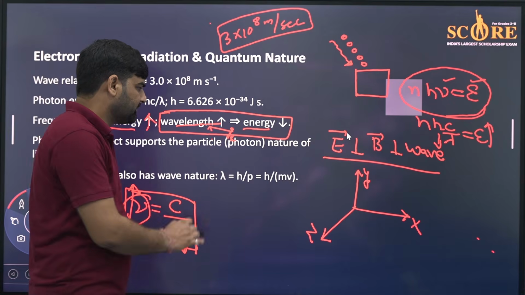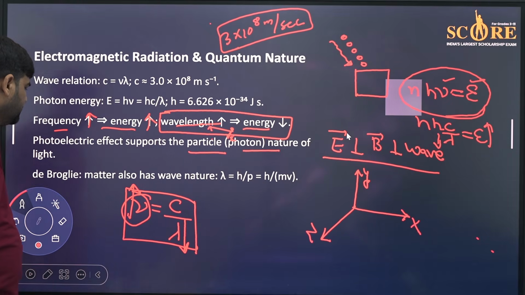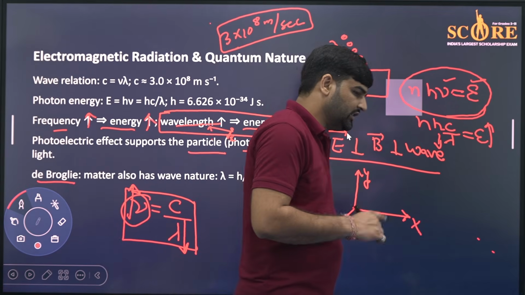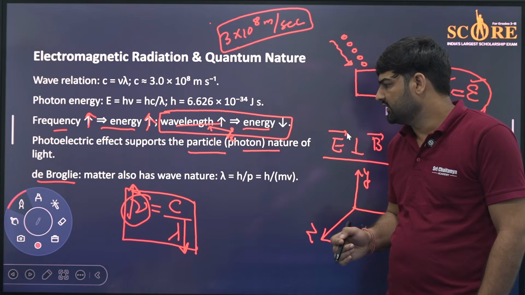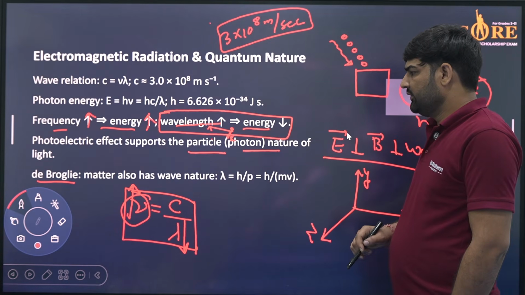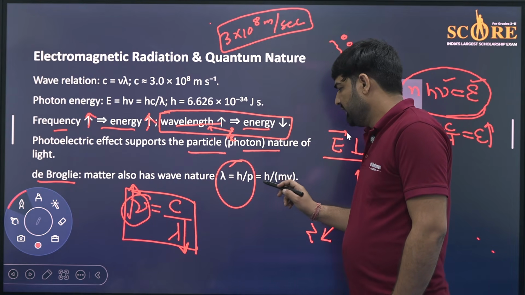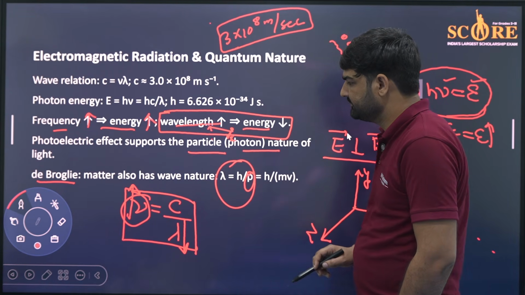Photoelectric effect supports the particle, photon, nature of the light, and de Broglie wavelength also explains wave nature. It means dual nature, particle nature as well as wave nature. Lambda equals h upon p. Here p is momentum, that is mv.